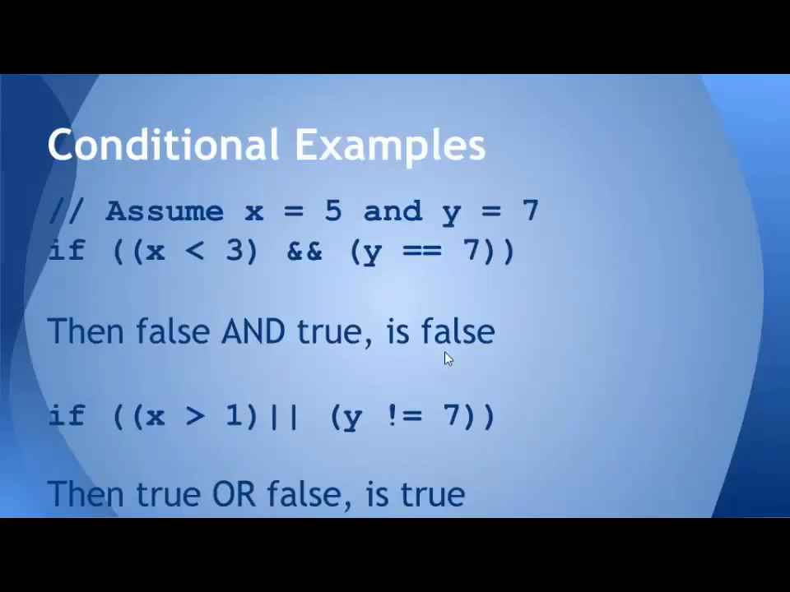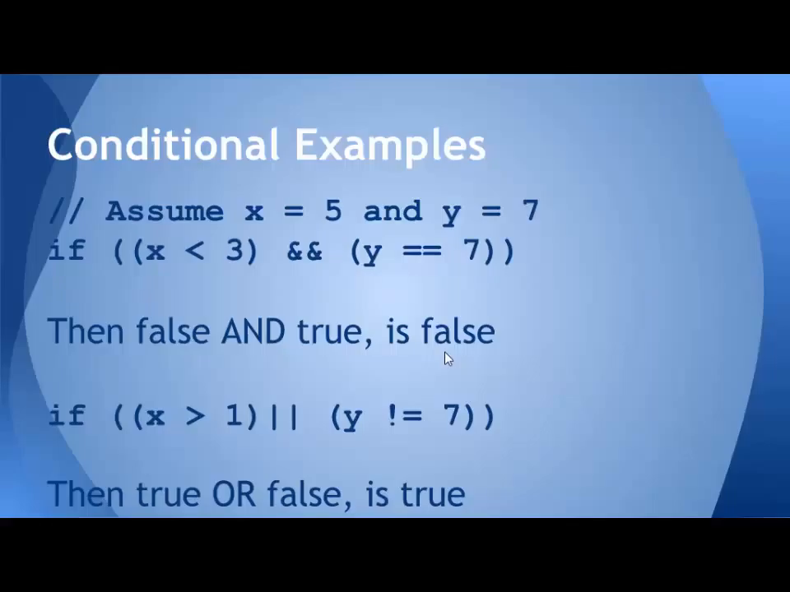Now, here's some conditional examples. On the test, I'm going to give you a set of conditional expressions, and you're going to just need to tell me if it's true or false. So I'll give you some values. Assume x equals 5 and y equals 7. You'll see something like that. So is x less than 3? Well, 5 is not less than 3, so that's false.